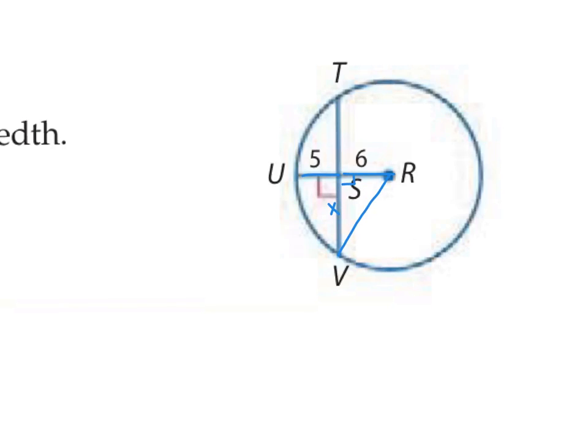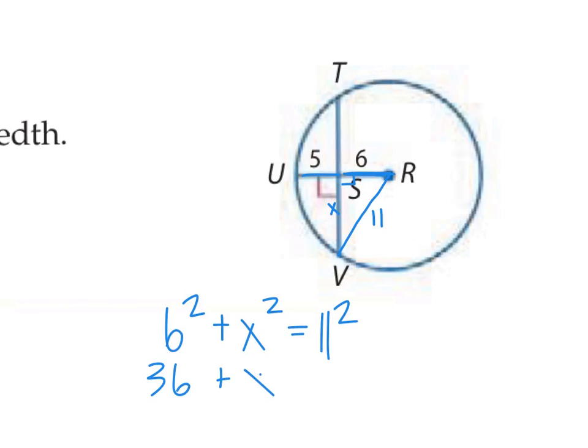In this right triangle, I know that this side here is 6. The hypotenuse is a radius of the circle. Another radius of the circle is UR. UR is also a radius. UR is 11. So that means that VR is 11, because all radii of the same circle would have the same measure. So that's 11, that's 6. So in this right triangle here, I could say 6 squared plus x squared equals 11 squared, and then I can solve it for x.